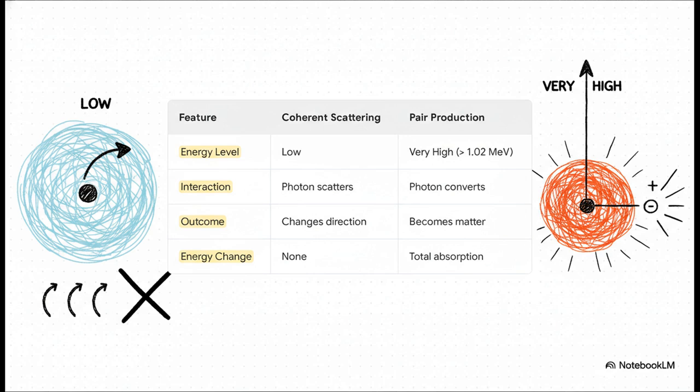First, the energy level. Low versus ridiculously high. The interaction partner? For coherent scatter, it's the atom's whole cloud of electrons. For pair production, it's the powerful nucleus at the center. The outcome? One is just a simple change in direction. The other is the creation of a matter-antimatter pair. And finally, the energy change. For coherent scatter, there is none. For pair production, it's total 100% absorption. They're just fundamentally different stories, told by photons at completely different points in their lives.